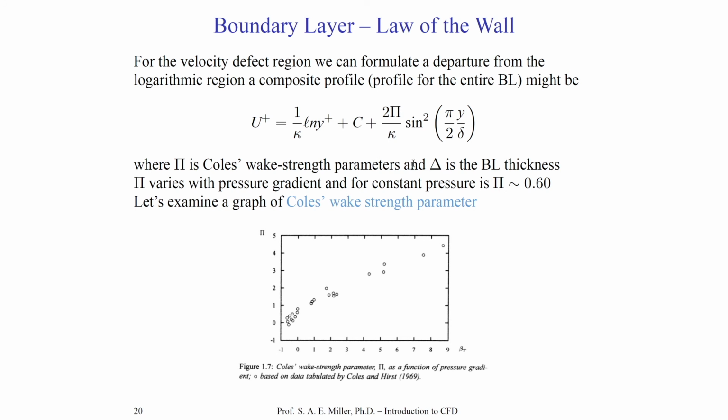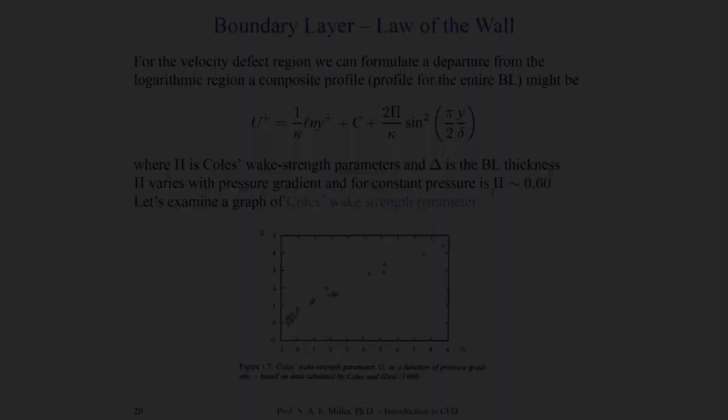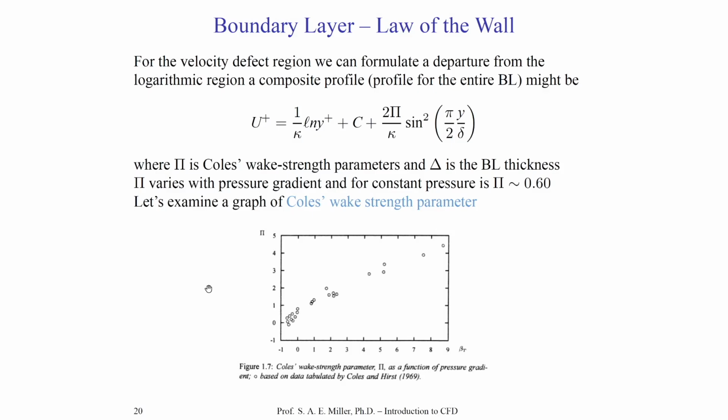So, it'll depend on delta, which is the outer scale, and the boundary layer thickness. It'll vary pi, and it'll also vary with pressure gradient. So pi, in this case, capital pi, it's not 3.14, it's just a constant, and will be approximately 0.6 for constant pressure gradient flows. That means the pressure is not varying in the turbulent boundary layer very much as you move downstream. So let's examine Coles' original figure on the bottom of page 20.